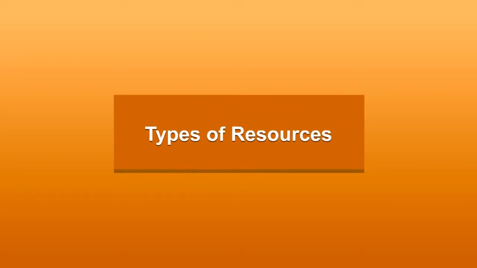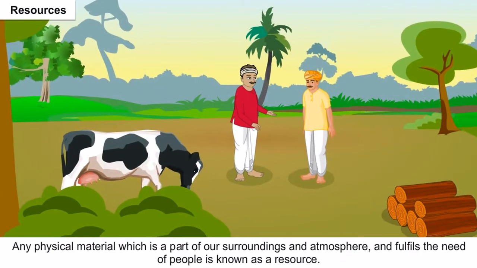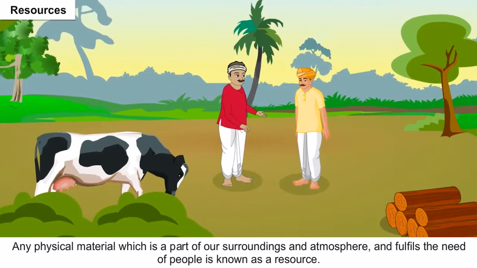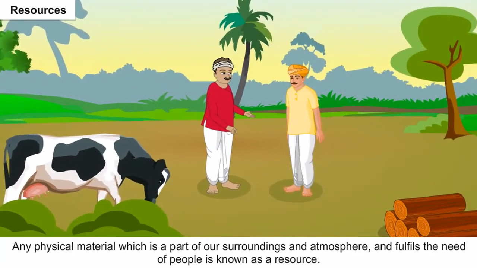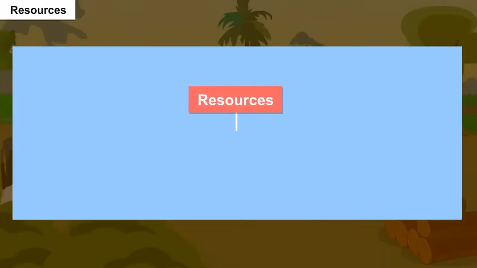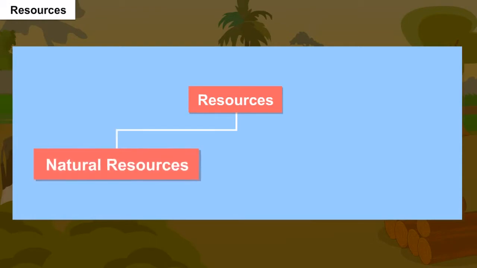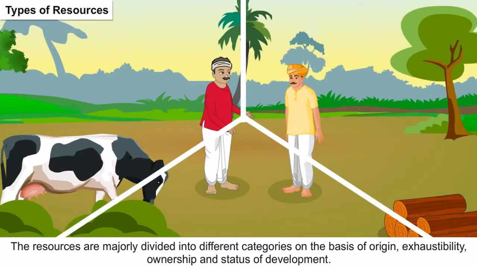Types of resources. Resources. Any physical material which is a part of our surroundings and atmosphere and fulfills the need of people is known as a resource. Resources are broadly classified as natural resources and human resources, which are further divided into more categories and their subcategories. Types of resources.